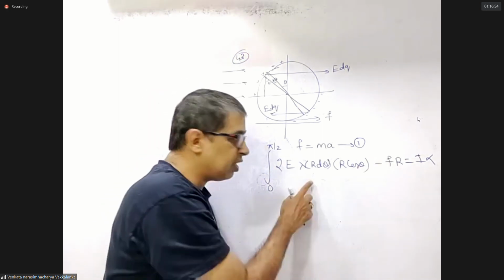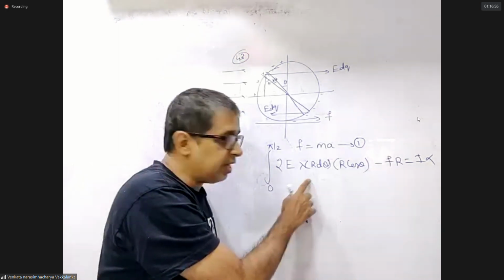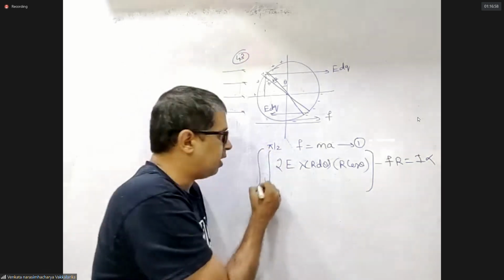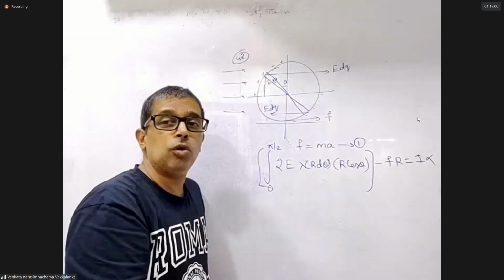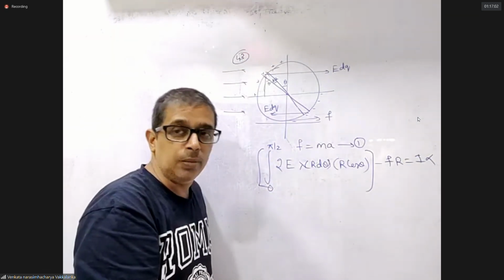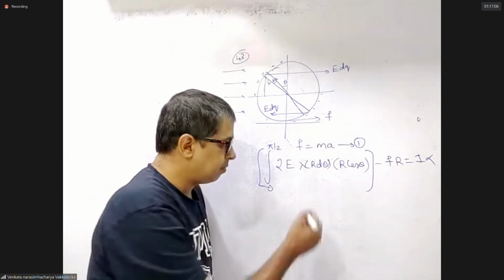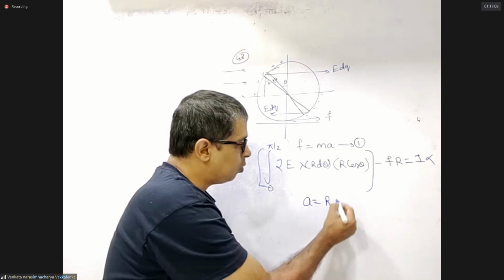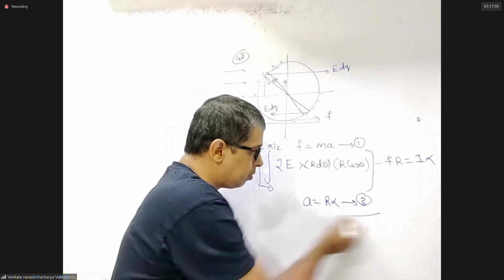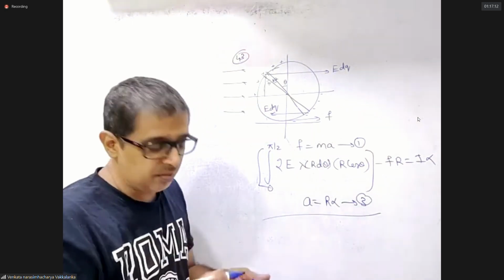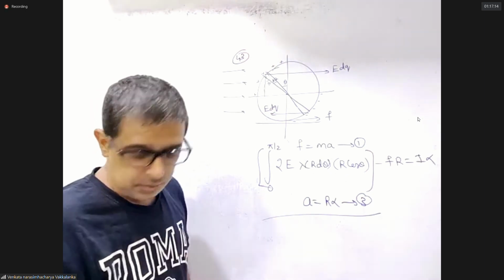Don't take friction inside the integral. The integral is meant for this only. Net total torque is I into alpha. Do you remember the moment of inertia of a ring? Sir, a equals R alpha is my third equation. 3 equations and 3 variables. Your job is done.